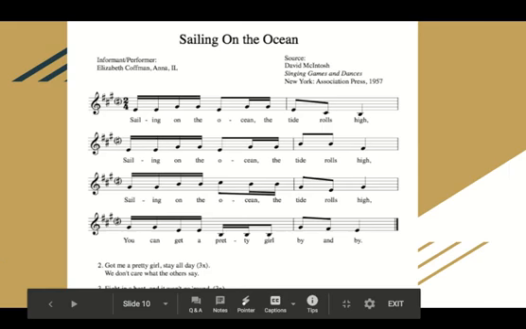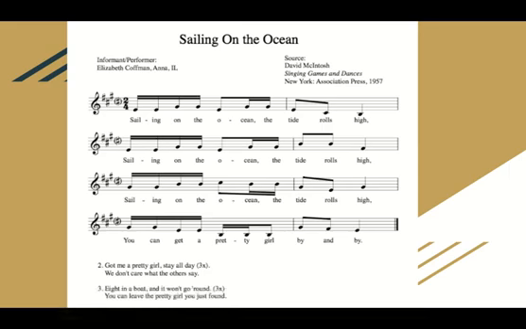Alrighty, guys, today we are going to continue with our 16th note and 8th note rhythms. Today I have a song for you, Sailing on the Ocean. We're just going to worry about the first verse and take a quick look at that rhythm. Take a listen. This is what it sounds like.